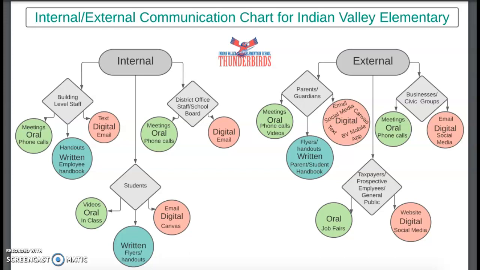You can see just by looking at the chart, we have a highly developed, a lot more digital options for our parents and families than maybe the general public and other groups, with email, social media, texting. We have a BV mobile app where parents and families can get information. There's a parent component to Canvas. We do written communication as well with flyers and handouts going home. And then, of course, meetings, whether that's a one-on-one meeting or phone call, in person or otherwise, or parent-teacher conferences. So lots of that type of thing happening on a regular basis.